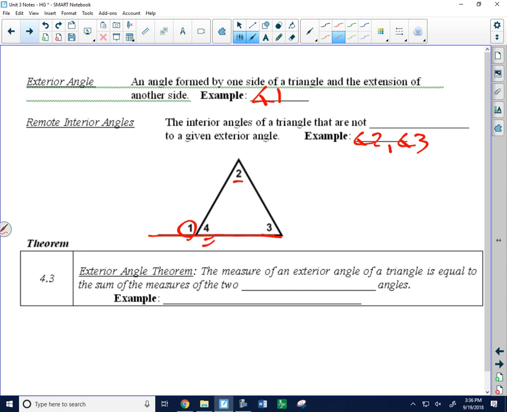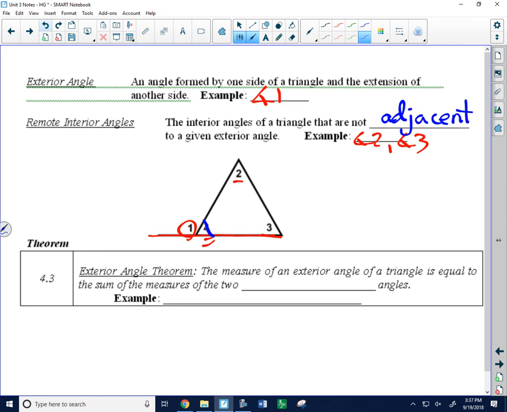It's always in reference to an exterior angle. So if I had done a different exterior angle, now this one, 4 and 3 would be the remote interior. So the remote interior angles of a triangle are not adjacent. This is the actual definition. So we can't include 4 as a remote interior angle because it's adjacent to 1.